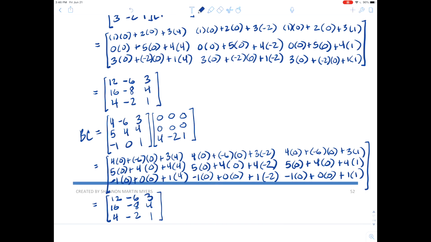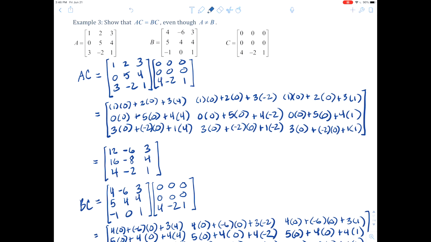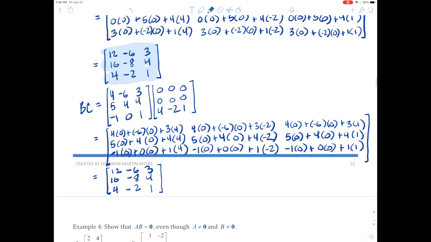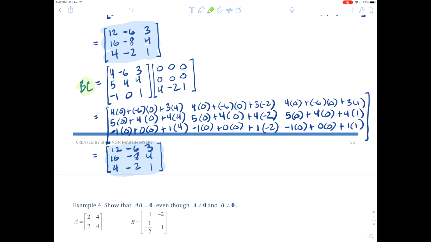Amazing, isn't it? You see that neither one of these matrices is the zero matrix, right? And A is not equal to B, but A times C is equal to B times C, which is pretty cool, right? That's A times C, and then this is B times C here. So they're equivalent. Groovy? Okay, so let's see what we have next.